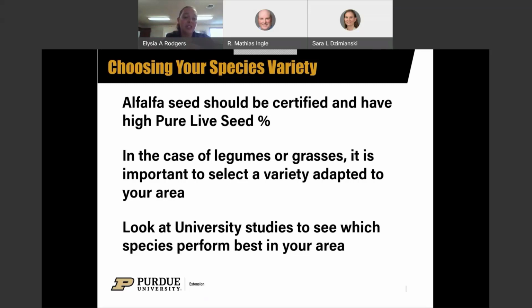And then also look at university studies to see which species perform best in your area. Many of our land grant universities across the US have agronomy departments. And usually in those agronomy departments, many of them have forage focuses. So usually there's quite a few universities that perform studies year-round, looking at different types of seeds, how they compare to each other. Companies basically send in their types of seed and the universities test them for it. So it's an interesting thing to look at and see.